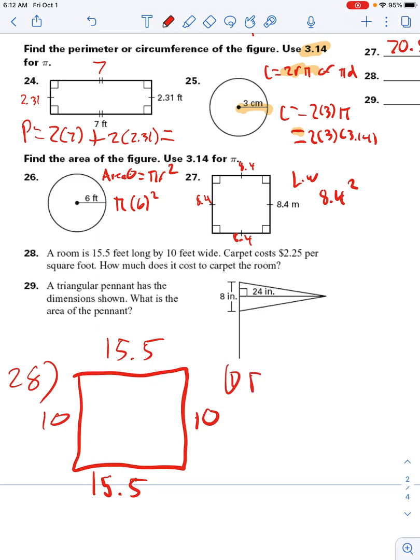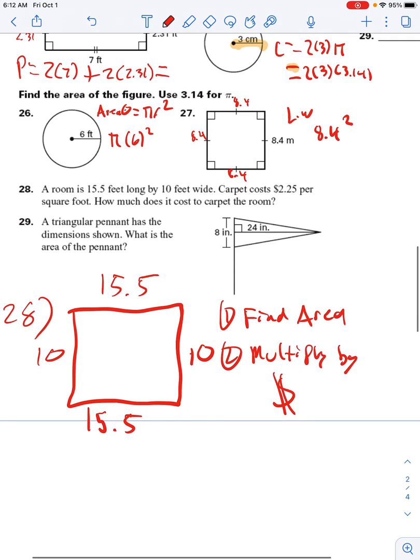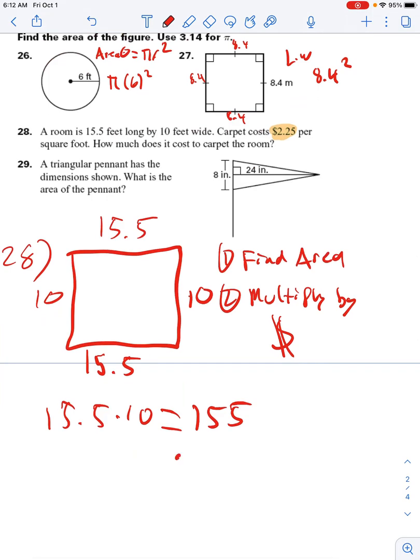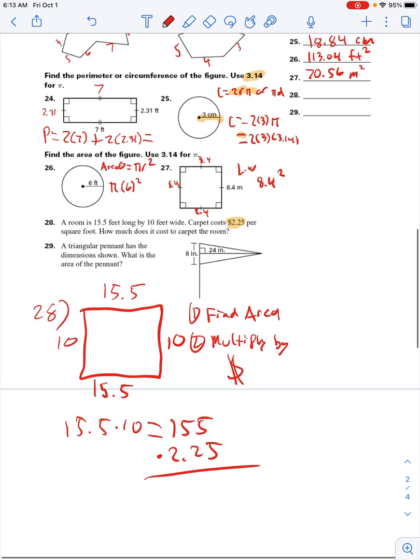So I need to find the area. So step 1 is find area, and then step 2 is multiply by the price. So the area is not too hard to find. 15.5 times 10 is 155. I'm going to take my price, which was $2.25, 2.25 multiplied by each square foot. And I got $348.75.